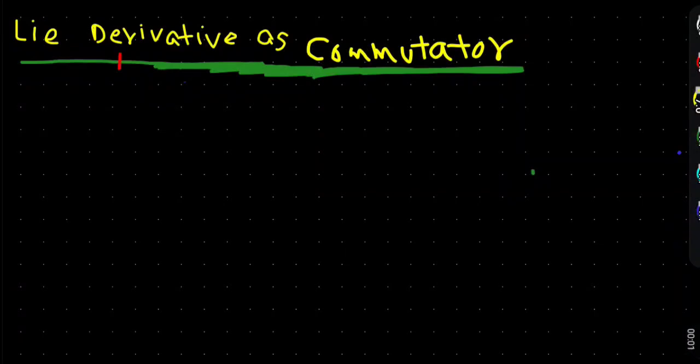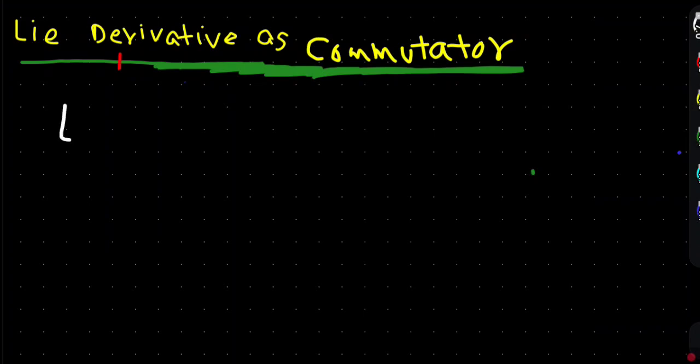So this is the video on differential geometry and a very core concept: the Lie derivative as the commutator. This is a very important topic for differential geometry and also for relativity, specifically general relativity, where we discuss curvature and space-time curvature, how to do parallel transport on curved surfaces and all that stuff.